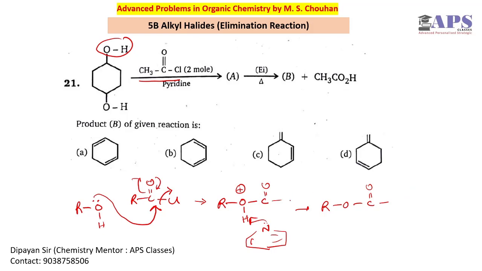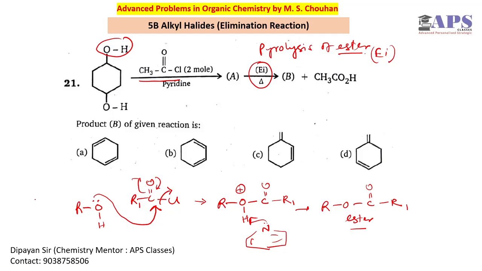Finally we will get R-C(=O)-O-R1. This is nothing but A star, and after heating we will get pyrolysis of A star, which is an E1 reaction. So initially there is formation of A star, then pyrolysis of A star.